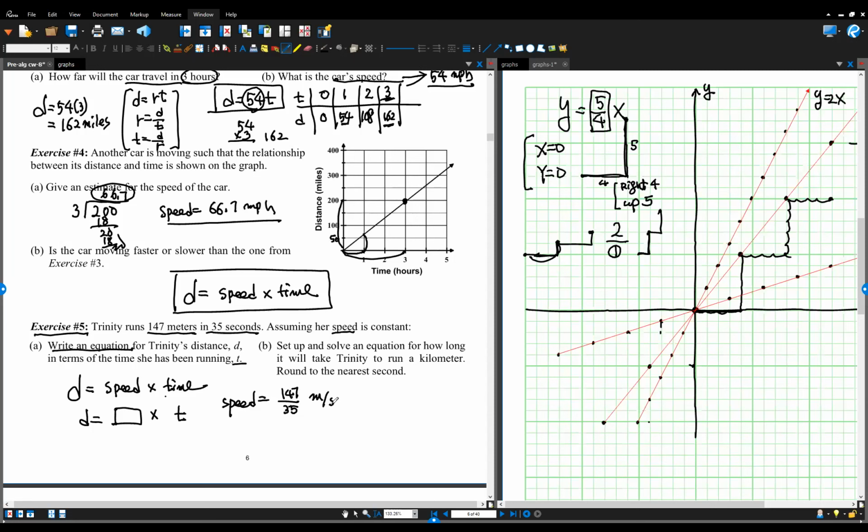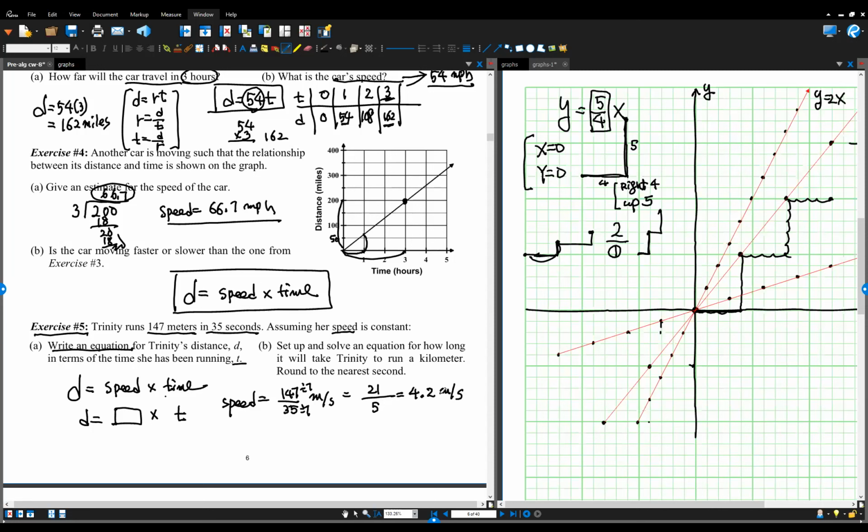147 over 35. You can simplify, divide by 7. 147 divided by 7 is 21. 35 divided by 7 is 5. Then 21 divided by 5 is 4.2 meters per second. That's the speed.